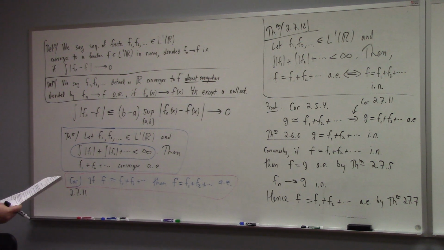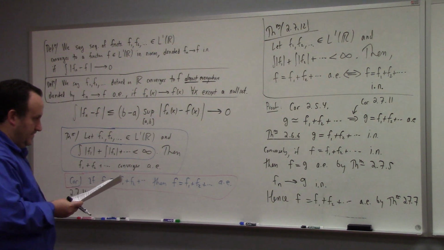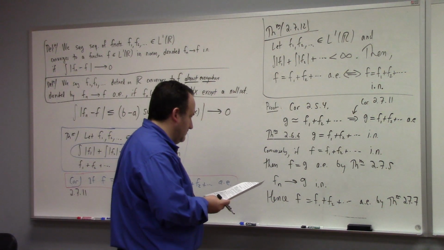Theorem 2.77 is the one that says fn goes to f almost everywhere, then fn goes to g almost everywhere, if and only if f is equal to g almost everywhere. Which we proved at the start of class today. So that's if and only if. So we get f equals g almost everywhere, but g equals the sum of the f's.